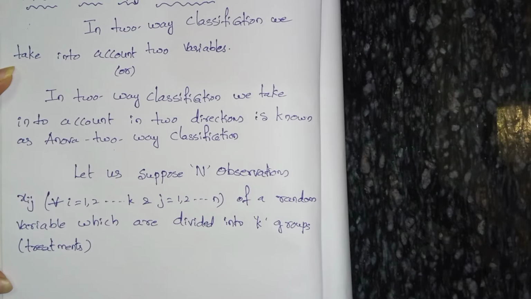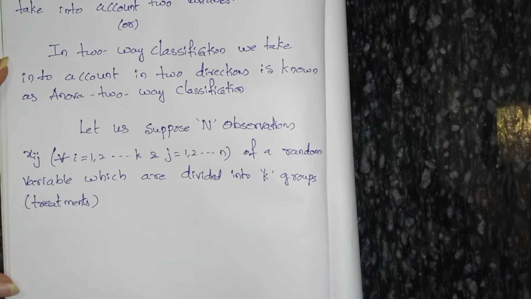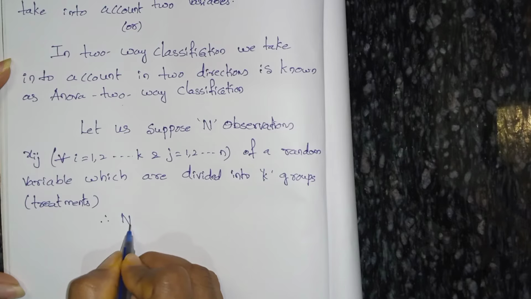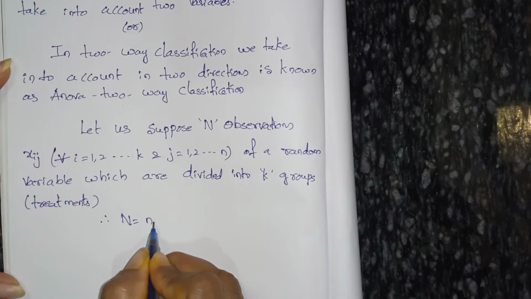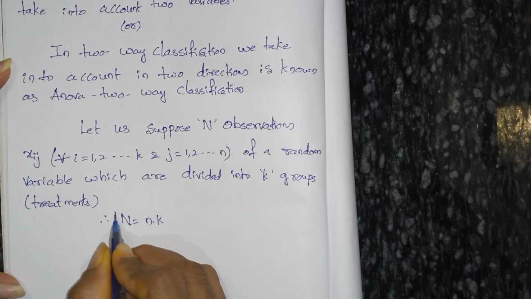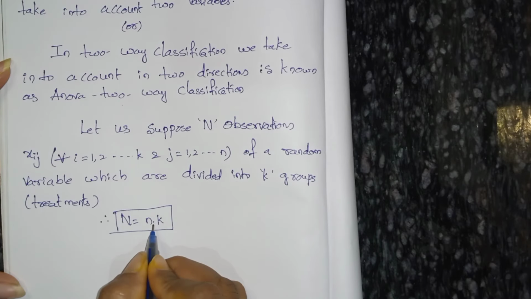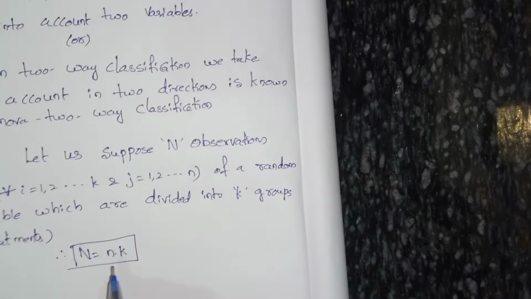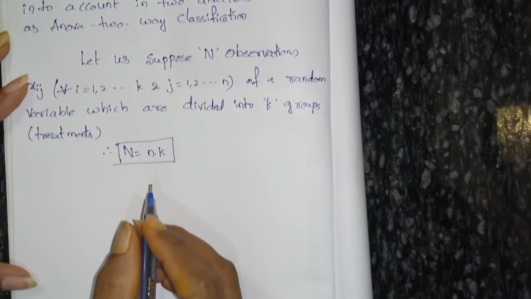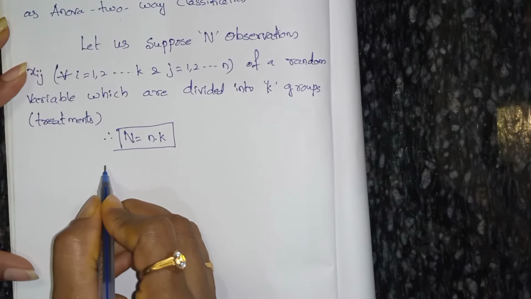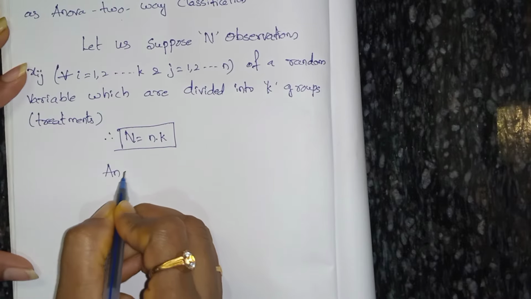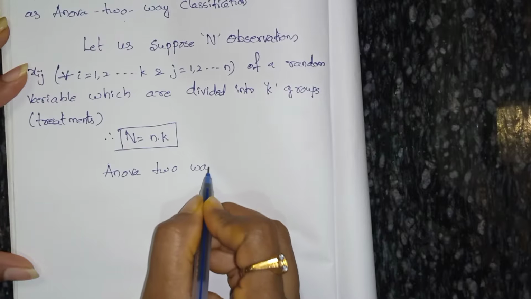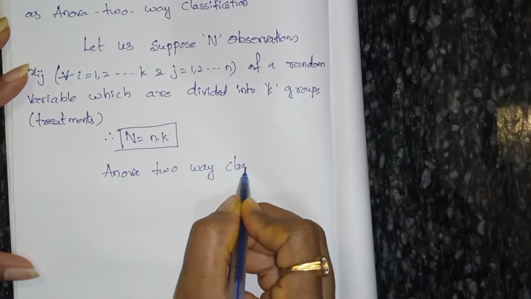Treatments are nothing but procedures. What are the procedures we are going to do? Therefore we can write capital N equals small n into k. That means n rows and k columns. So we are going to draw the ANOVA two-way classification table.